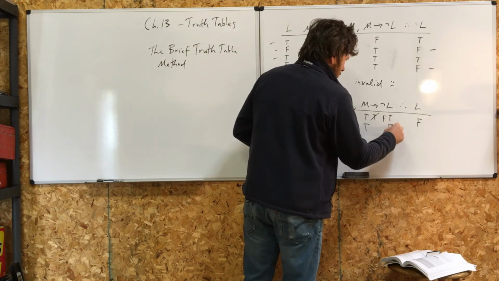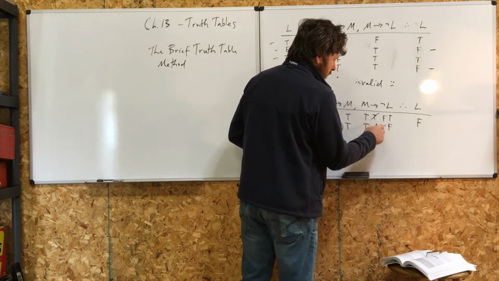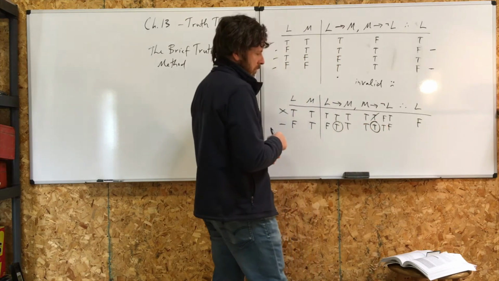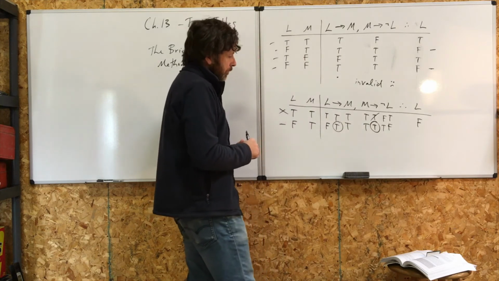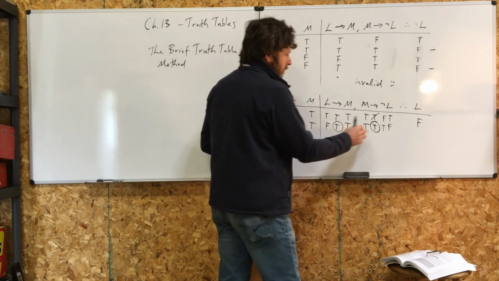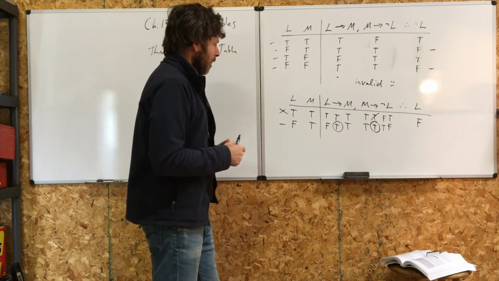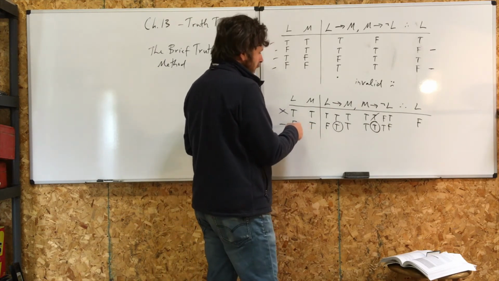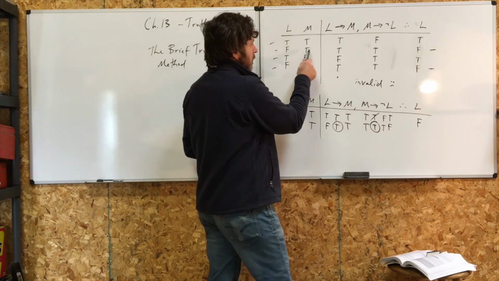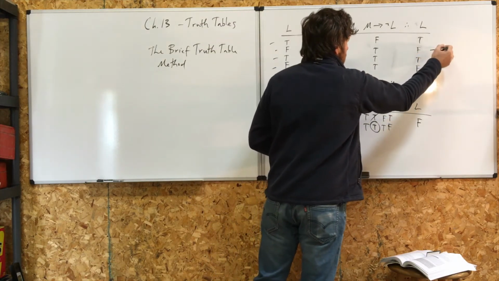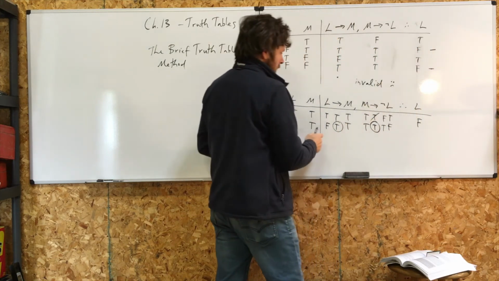L is now false, so not L would be true. True antecedent, true consequent, true. Okay, we just created a row where premises are all true, conclusion false. This would be row 2 of a full truth table. And look, there it is. We just created this row right here. TTF. We created it this way.